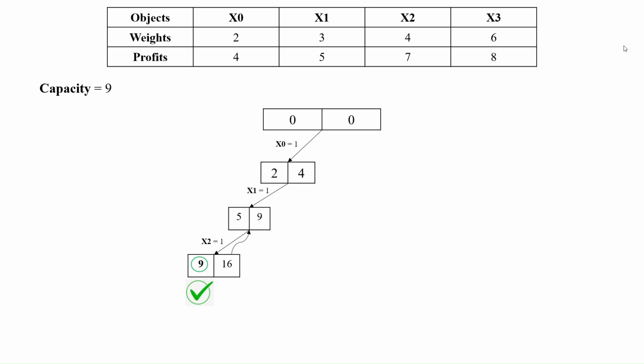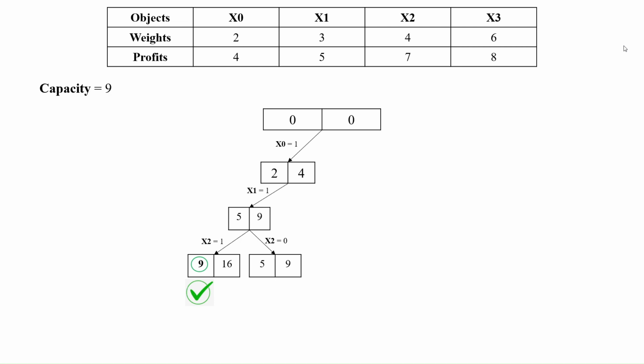So now let's backtrack to the parent node and let us not consider x2. If we are not considering x2, the parent node values carry over to the child node. Here it looks like this.